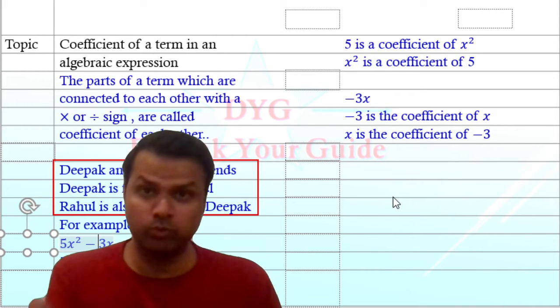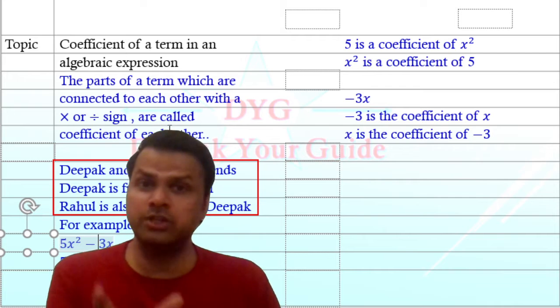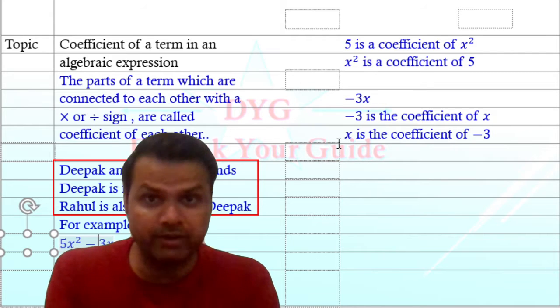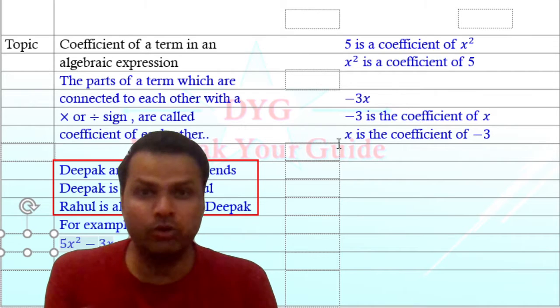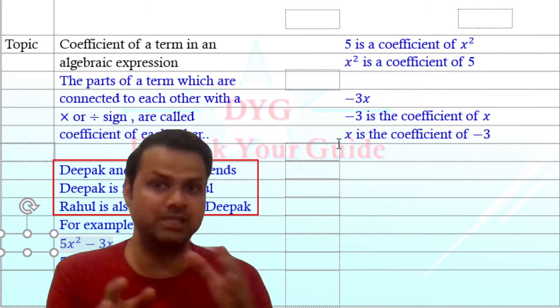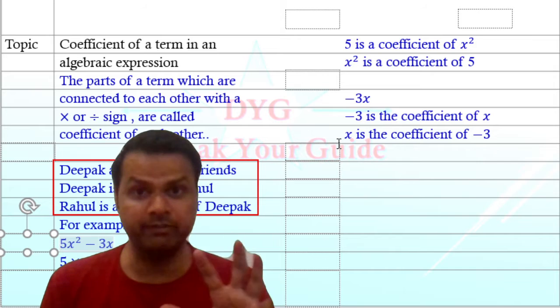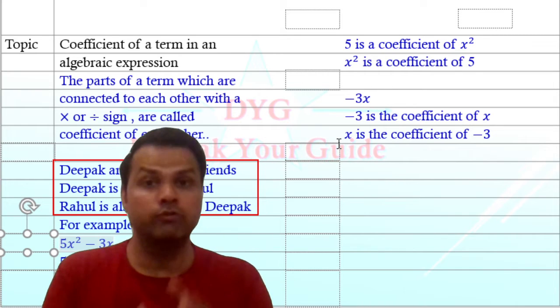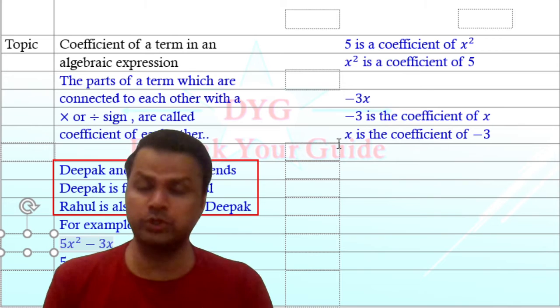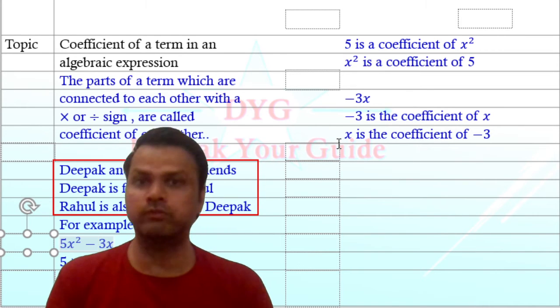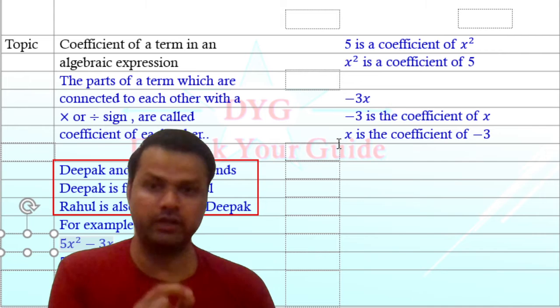Let me quickly repeat what we just discussed. So the coefficient of a term will be identified by a multiplication or a division sign. And this will be found in each term of an algebraic expression. If we have 5 terms in an algebraic expression, for each term we can identify the coefficient. Which one are the coefficient? We only have to look for a multiplication or division sign.